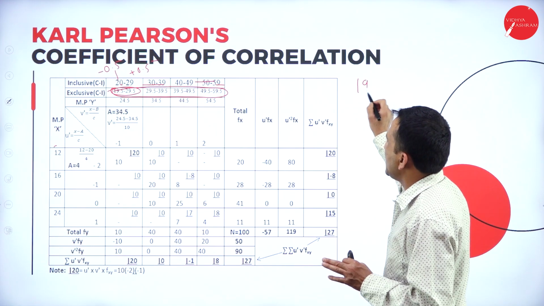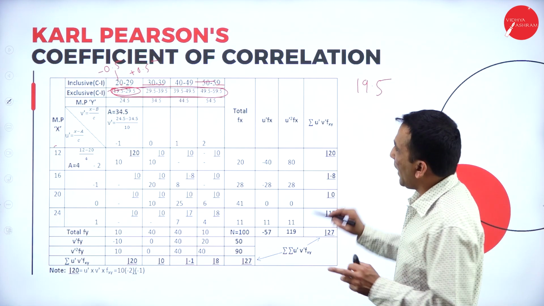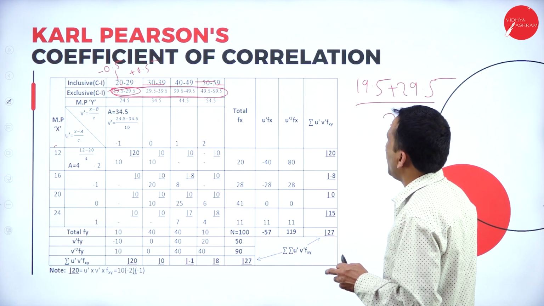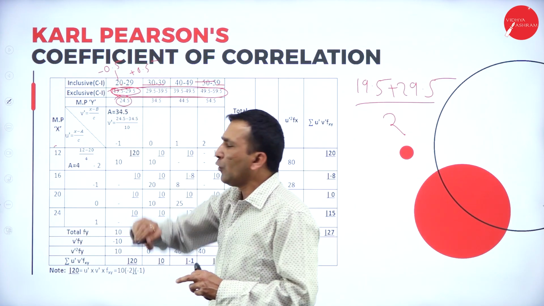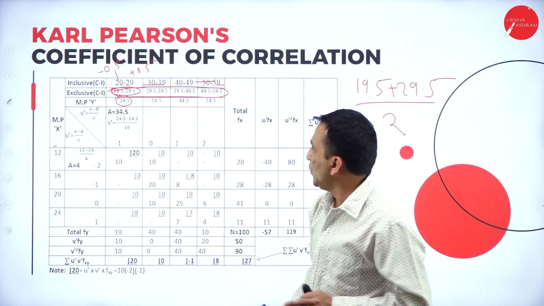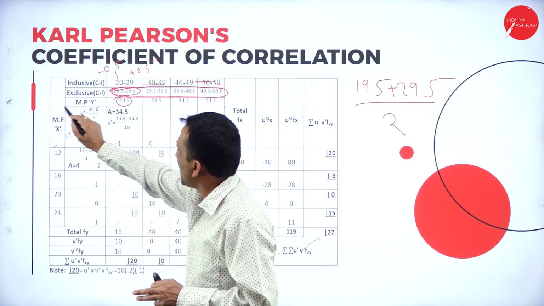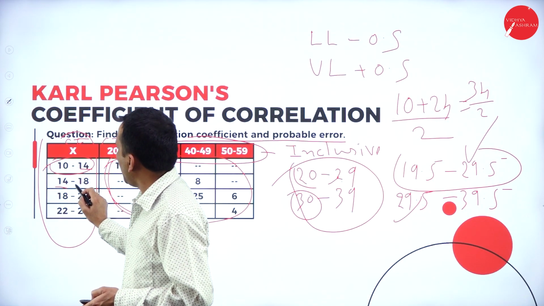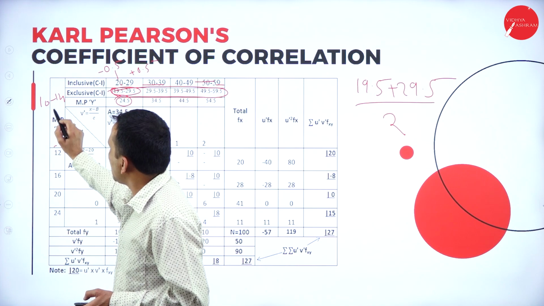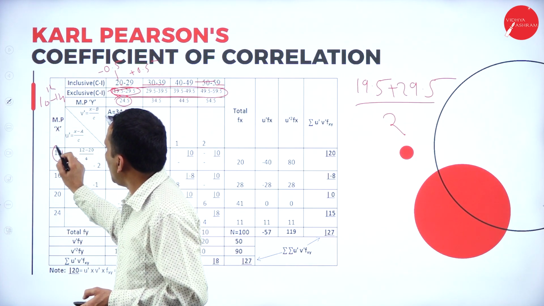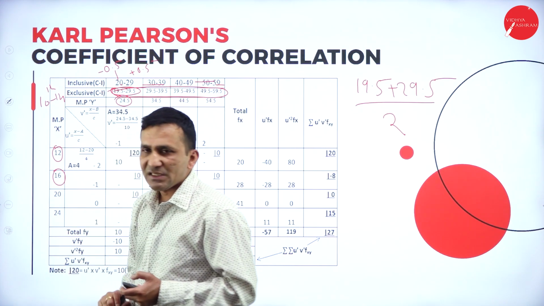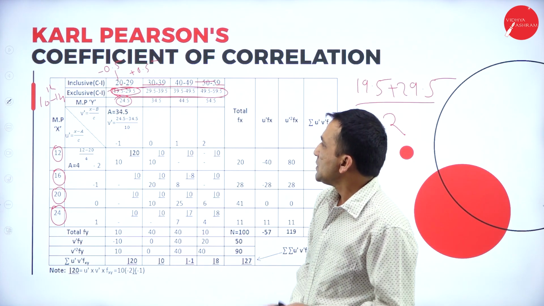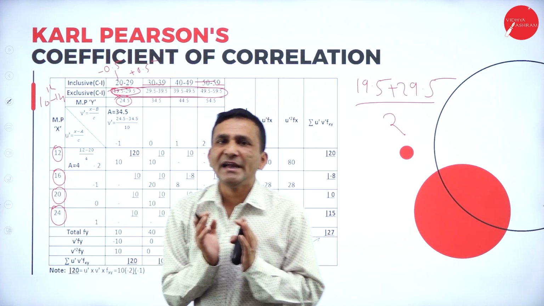So the first lower limit converted value is 19.5 plus 29.5 divided by 2. If you do that, you will get exactly 24.5 as your Y midpoint value. Same from the X series: 10 to 14, 14 to 18, so the difference is 4. The first midpoint we get is 12, the second midpoint 16, the third midpoint 20, and the last midpoint 24.